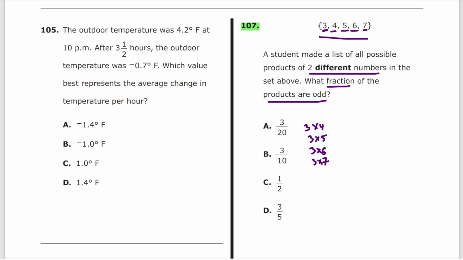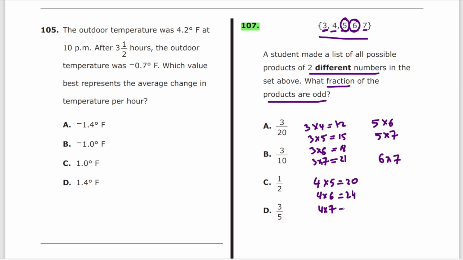Then he does it again with the 4, right? So it's then 4 times 5, 4 times 6, 4 times 7. Then he does the same thing with the 5 right here. So it's 5 times 6, 5 times 7. And then he does it with the 6. 6 times 7. So let's find these products. 12, 15, 18, 21, 20, 24, 28, 30, 35, and 42.